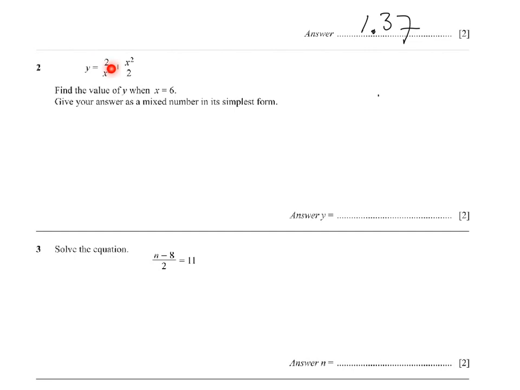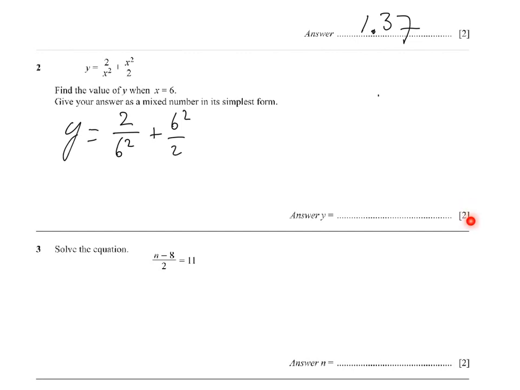Fantastic. Moving on, we have some sort of equation or formula. y equals 2 over x squared plus x squared over 2. Find the value of y when x is 6. Give your answer as a mixed number in simplest form. Okay, so we're going to substitute the value 6 for x. So y equals 2 over 6 squared plus 6 squared over 2.